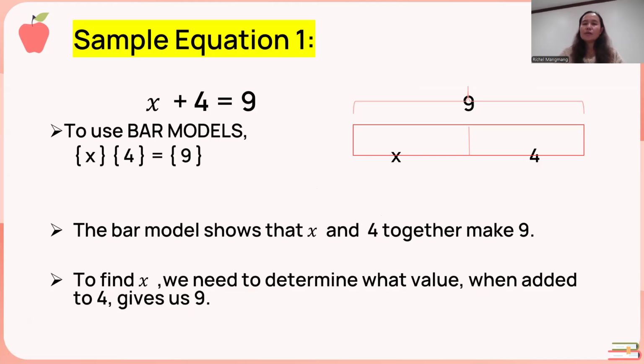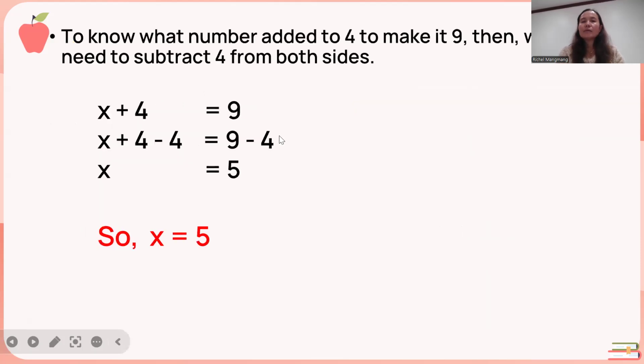I know that you may already have the answer by guessing, because we know that when we add 5 to 4, it becomes 9. But we need to know the basic concept, the process in math, of how to solve this: to know what number added to 4 makes 9. Then, we need to subtract 4 from both sides. Now, my question is, why is it that we need to subtract 4 from both sides, not any other number like subtract 2, subtract 5, or any number?